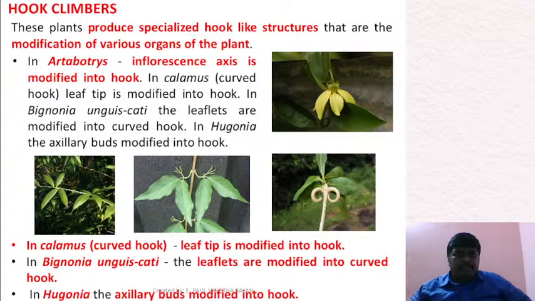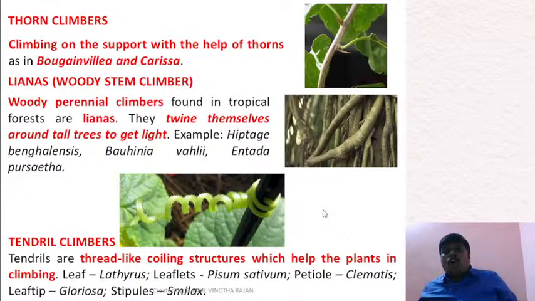In the first type, Artabotrys, the inflorescence develops into a hook. In the second type, calamus, the leaf tip is modified into a hook. In bignonia, there are 3 leaflets, and one of them becomes a hook. And in the case of hugonia, the axillary buds are modified into hooks. So with the help of the hook, they climb. That's called hook climbers.